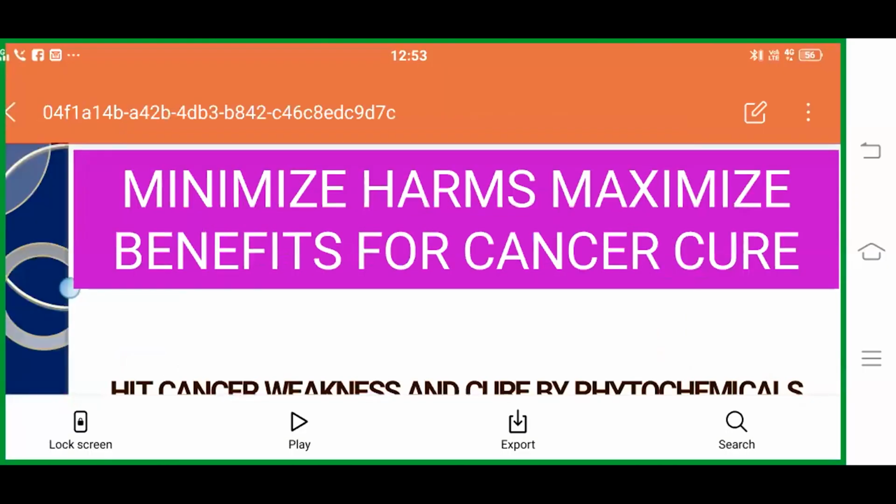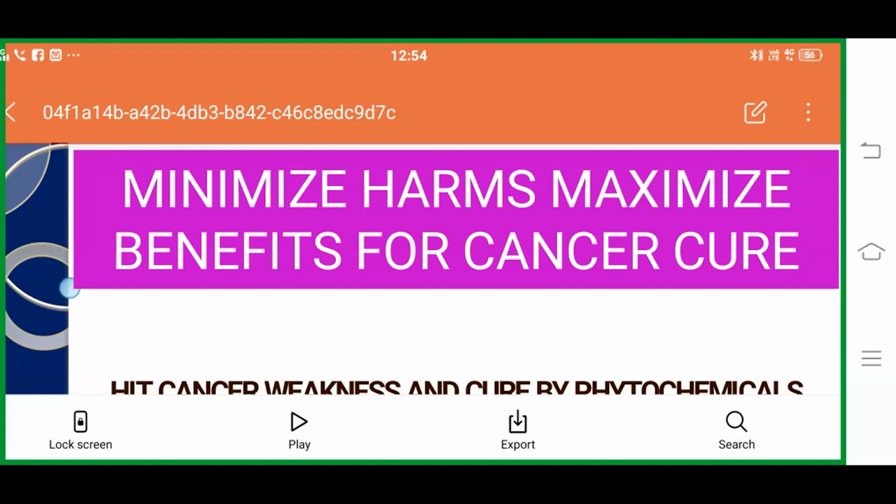The presentation is about minimizing harms and maximizing the benefits for cancer cure. In that, I have also added that the cancer cure can be achieved by hitting the cancer's weaknesses instead of going for the strength of the cancer cells or the cancer disease.